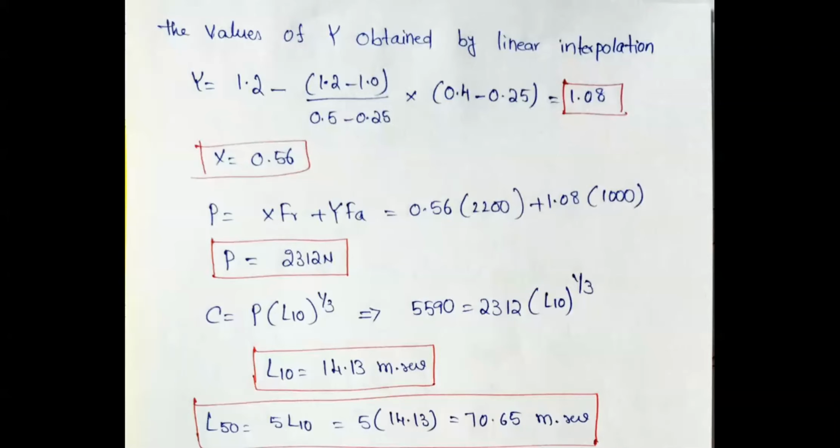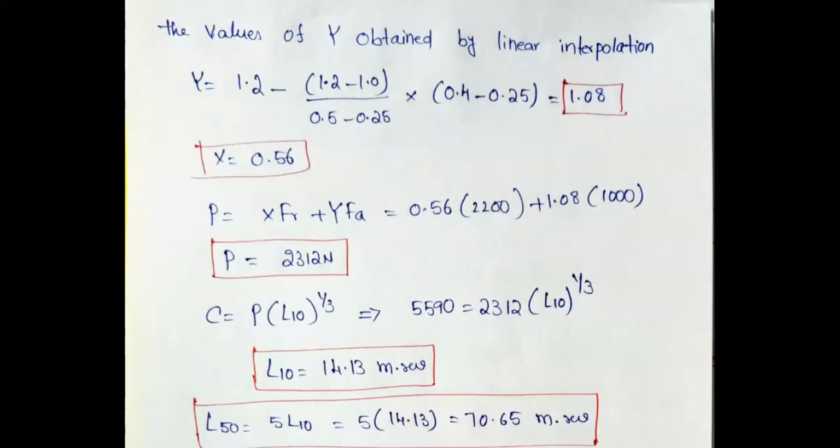Once you know the L10 value, our requirement is 50% reliability of the bearing. So L50 equal to 5 times the L10. That is the standard relation. Already you know the value of L10, so please substitute the value of L10. Then you will get 70.65 million revolutions.